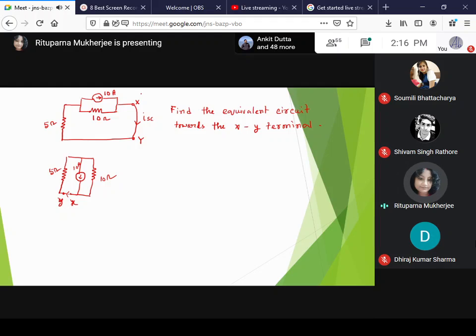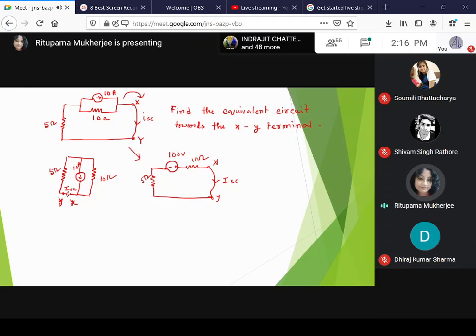I'm just rotating this one. Or you can convert the circuit in this way. If this is a 5 ohm resistance connected across, these two are parallelly connected, so we can convert it into a voltage source with series resistance. So this one is 100 volt, connected with 10 ohm resistance. This one is 5 ohm, and this node is X. This is Y. We have to calculate ISC. So you can do whatever you like. Both are equal.